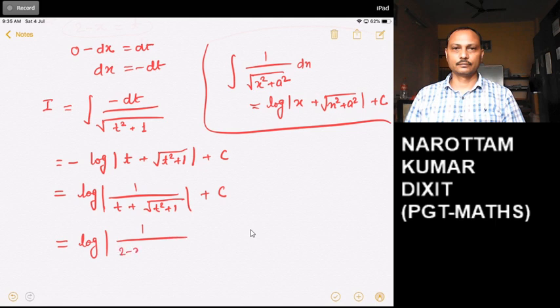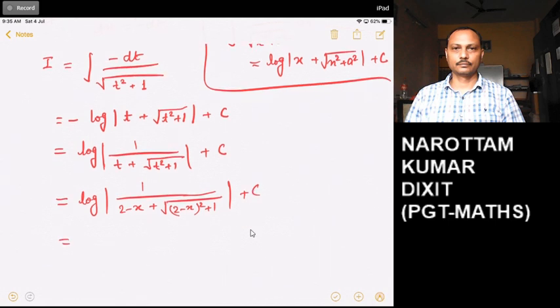So it is 2 minus x plus the square root of (2 minus x) whole square plus 1, plus constant of integration. If we simplify the term within the square root, square of 2 is 4, added with 1, that is 5. So we will get 5 plus x square minus 4x plus constant of integration. This is our final answer of this question.